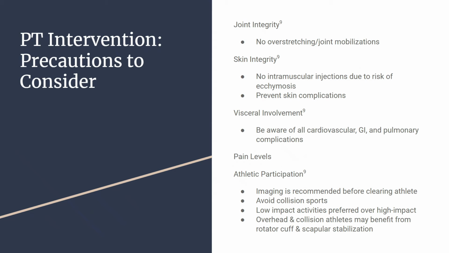Some of the precautions that we want to look at for PTs is to not overstretch or perform joint mobilizations for these patients that already have hypermobile joints. Also, preventing any skin complications because their skin does take longer to heal, as well as not performing dry needling because they have a higher risk for bleeding and bruising. Also, to be aware of all visceral involvement and their pain levels, as well as for athletic participation, it's recommended to have imaging before clearing the athlete. Avoiding collision sports, low impact activities are preferred, and overhead and collision athletes may benefit from rotator cuff and scapular stabilization programs.